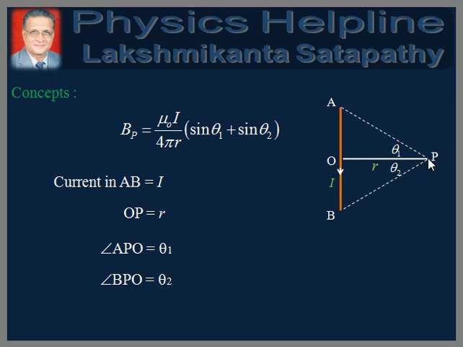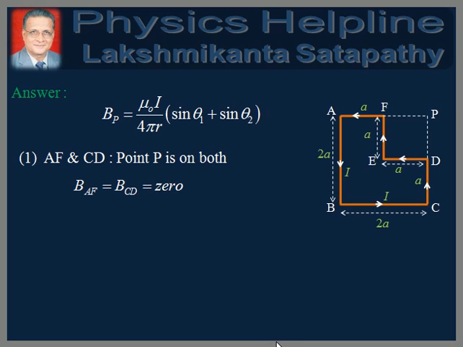The magnetic field produced at P due to this current carrying wire is given by B_P is equal to mu 0 I by 4 pi R into (sin theta 1 plus sin theta 2). We will use this equation to determine the magnetic field for each straight wire AB, BC, CD, DE, EF and FA at P.